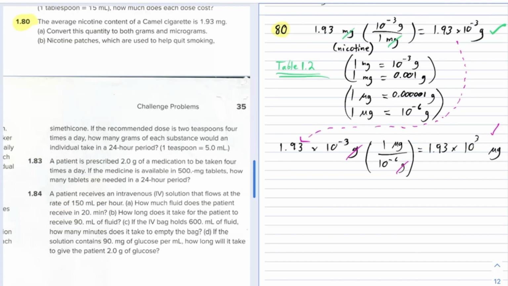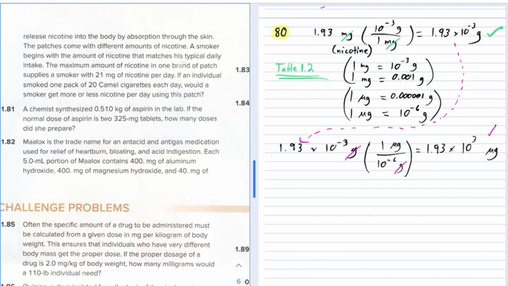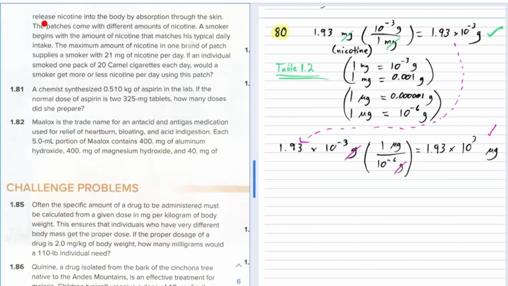So part B, nicotine patches, which are used to help quit smoking. Man, when I quit smoking, I did it cold turkey. Nicotine patches release nicotine into the body by absorption through the skin. The patches come with different amounts of nicotine. A smoker begins with the amount of nicotine that matches his typical daily intake. Okay, so if you smoke a certain amount of cigarettes, you want to put a patch on that gives you that same amount of nicotine.